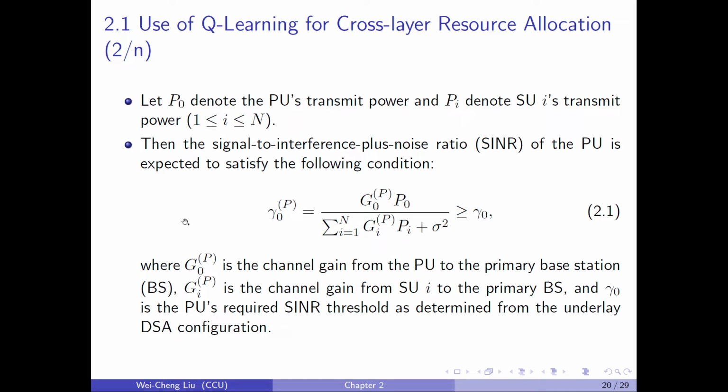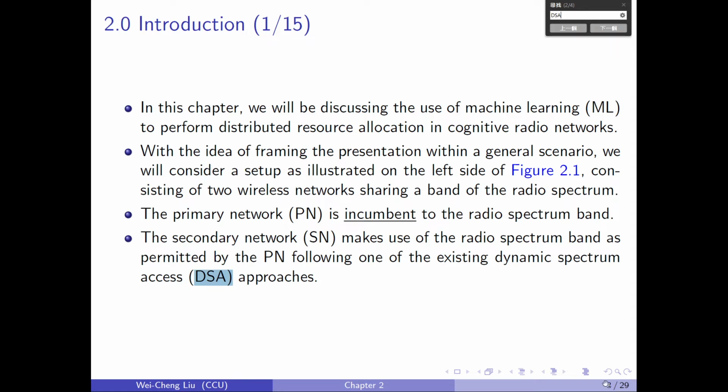What is DSA? Let us search for DSA. On page 3, DSA means dynamic spectrum access. In chapter 1, I have told you what is the dynamic spectrum access. If you forget it, please review the handout of chapter 1. Let us go back to page 20.